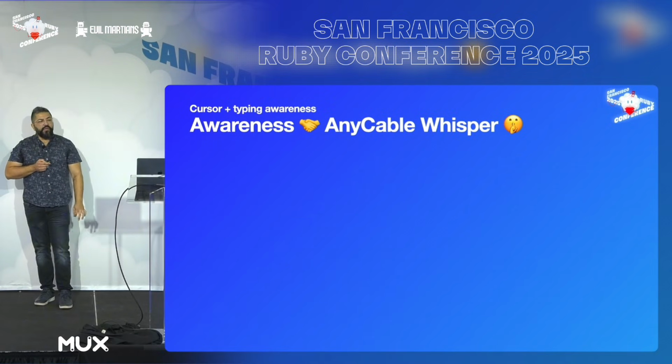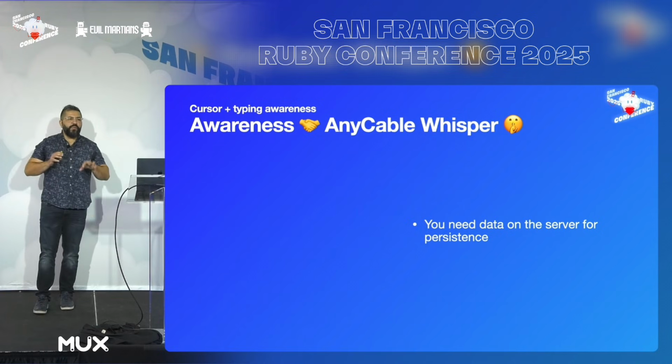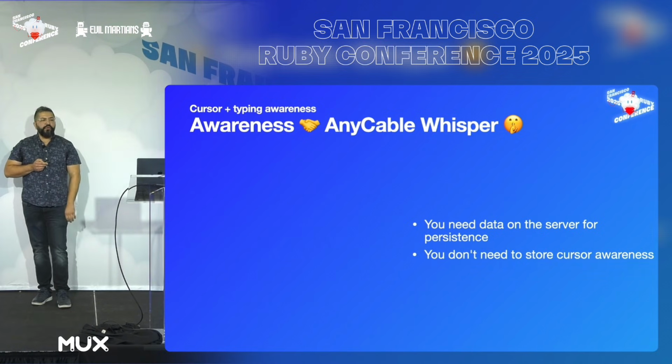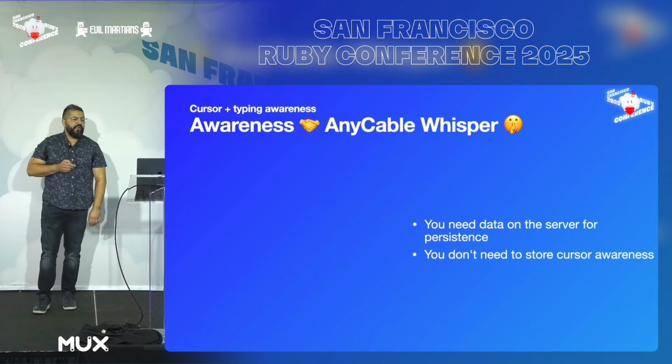Now, this is where AnyCable comes in again, where you need data on the server for persistence. So as I'm typing in my document, let's collaborate, that has to be stored somewhere and be able to be redistributed to other people. But you really don't need to store cursor awareness. I don't care that 15 minutes ago you were in position 5 and you highlighted a section of text. It's not meaningful to me.